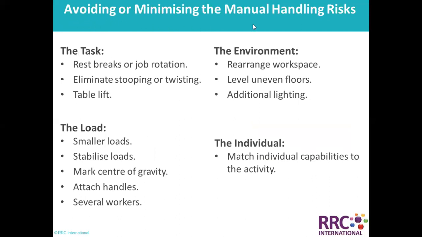Now, avoiding or minimizing the manual handling risk. Again, four elements: task, load, environment, and individual. For the task, make sure the rest breaks or job rotation is there. Don't let a person work continuously on this particular task. Eliminate stooping or twisting, use table lifts. The load itself: make sure you have smaller loads, stabilized loads, and mark center of gravity. Attach handles and use several workers. The environment: rearrange workspace, level uneven floors, additional lighting.